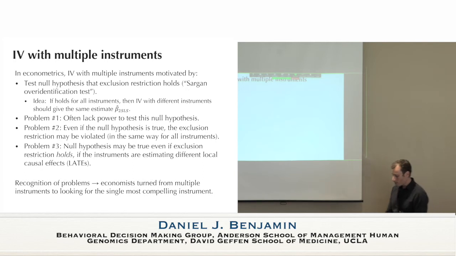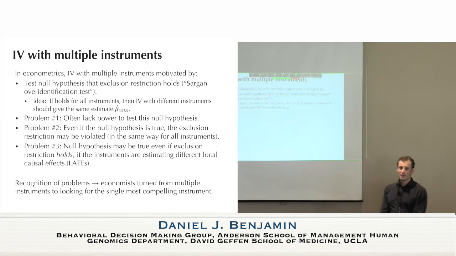So in the economics literature, there's a long tradition of doing instrumental variables with multiple instruments. And in economics, the motivation was concern about the exclusion restriction. So the idea was to test the null hypothesis that the exclusion restriction holds, as you might see in the name, the Sargan over-identification test. That's what people talk about. The basic idea is that if the exclusion restriction holds for all of your instruments, then if you do the IV with different instruments, you should get the same estimate. So we're going to test whether we're getting the same estimate using different instruments.